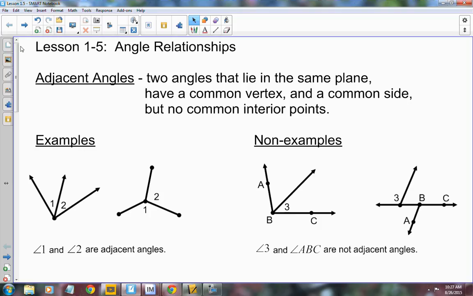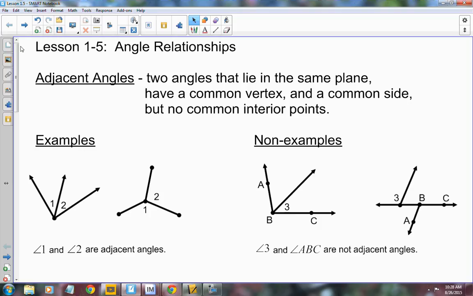Okay? These are two angles that lie in the same plane, have a common vertex and a common side, but no common interior points. Okay? They're neighbors. Like Mrs. Turner and myself, we are neighbors. Our classrooms are adjacent to each other. The only thing that we share is this wall in between. Her classroom doesn't bleed over into mine. Mine doesn't fall over into hers. Okay? We have our own space. We're good neighbors with each other. Okay? So that's what adjacent angles are.